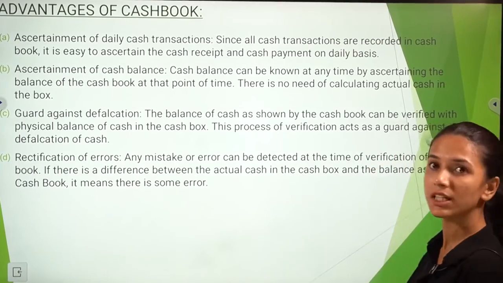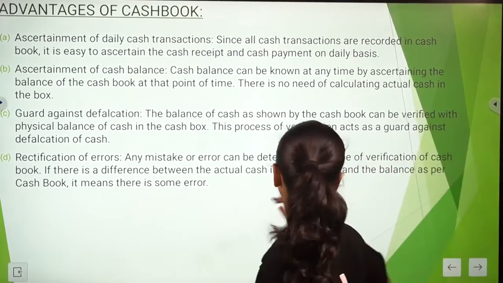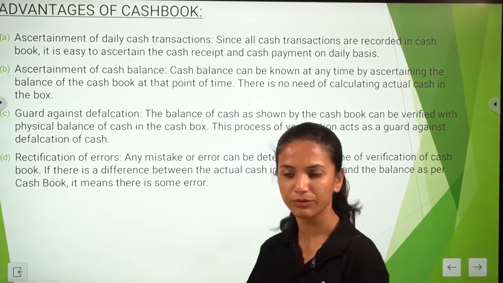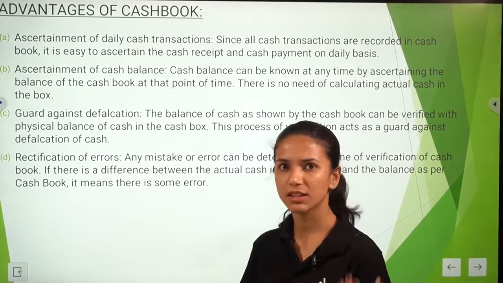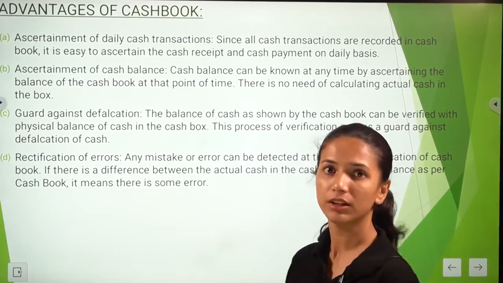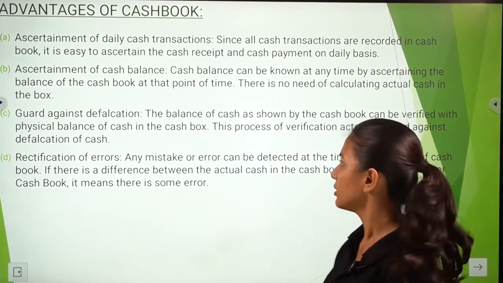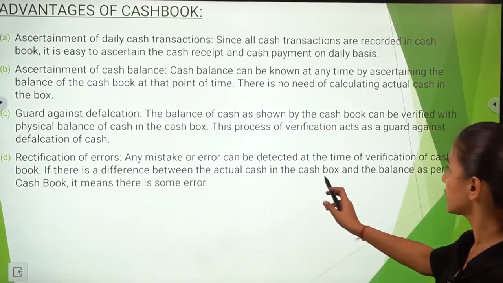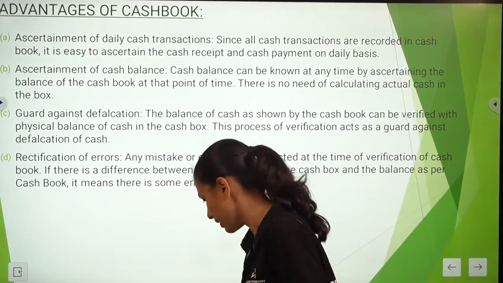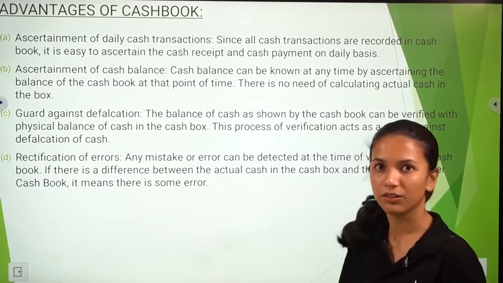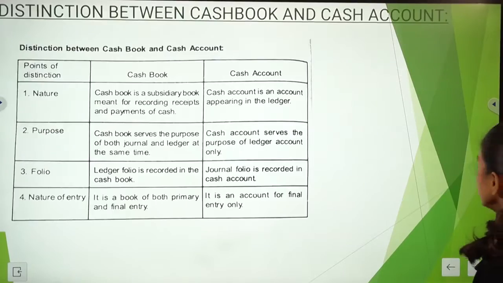Rectification of error. If there is any mistake or error, it can be detected at the time of verification of the cash book. If the physical balance of cash and the book balance of cash don't match, that means there is either a defalcation, a missed transaction or a mistake. So if there is a difference between the actual cash in the cash box and the balance as per the cash book, it means there is some error. Okay. So these are the advantages of the cash book.